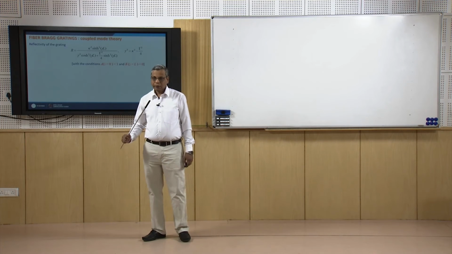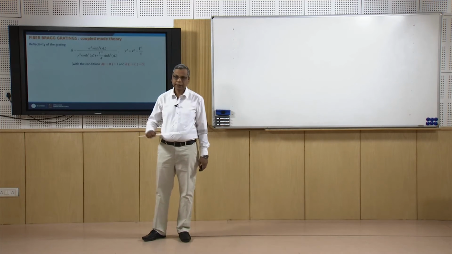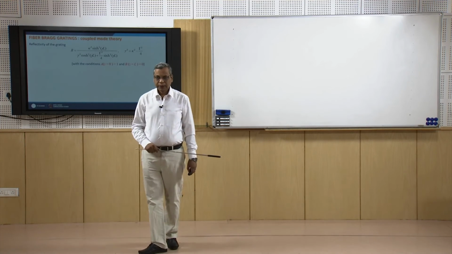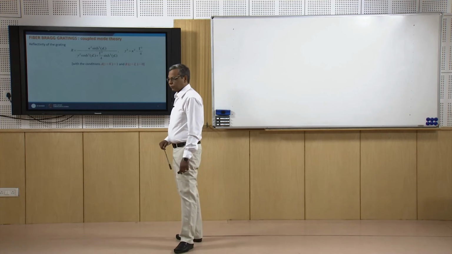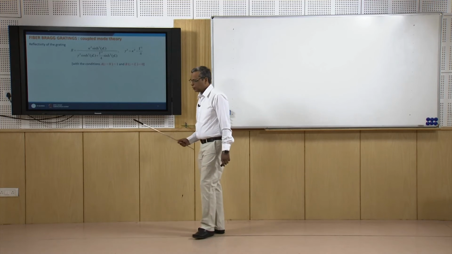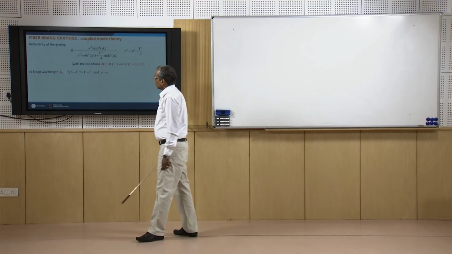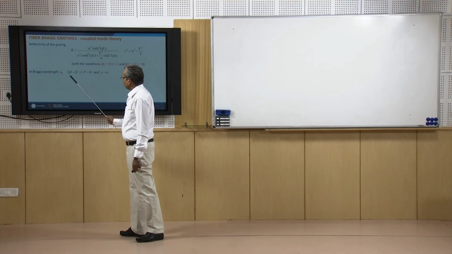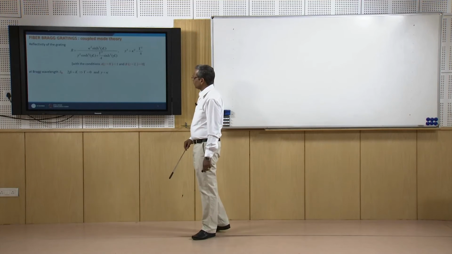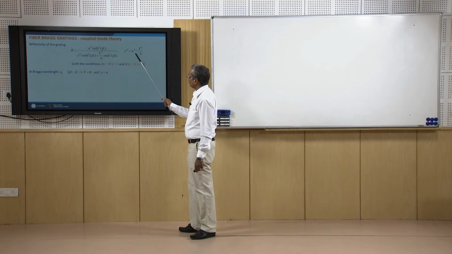Okay. So, when light reaches the end of the grating, then at that value of Z the power in the reflected mode, or the backward mode, is 0, which means that all the power gets reflected. At Bragg wavelength lambda b, the phase matching condition is satisfied. So, 2 beta is equal to kappa, which means capital Gamma is equal to 0. If capital Gamma is equal to 0, then small gamma is equal to kappa.